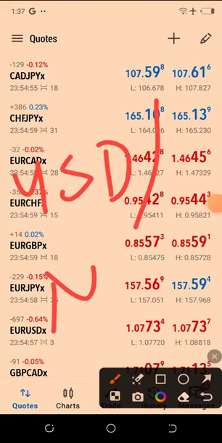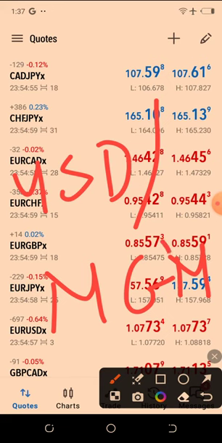Now let's say we have USD/NGN. Remember, NGN is Nigerian Naira. What does this mean? This means you are using your Naira against the dollar. So if you click on buy, it means you will use your Naira to buy dollar. And the price of US dollar to Naira at that time would determine whether you are going to lose or make profit.